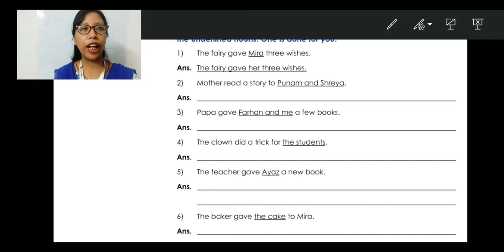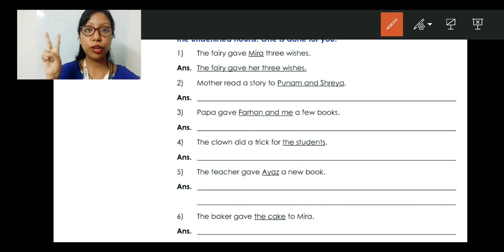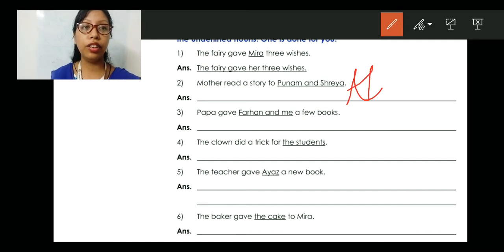In the same way, the second one, mother read a story to Poonam and Shreya. So Poonam and Shreya, both words have been underlined. Now here 2 persons are given, right? So it will be a plural. So which pronoun will we be using? We will be using them. Mother read a story to them.